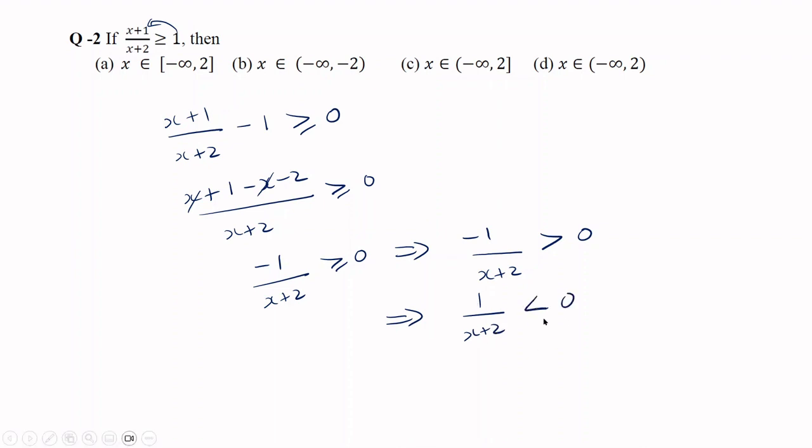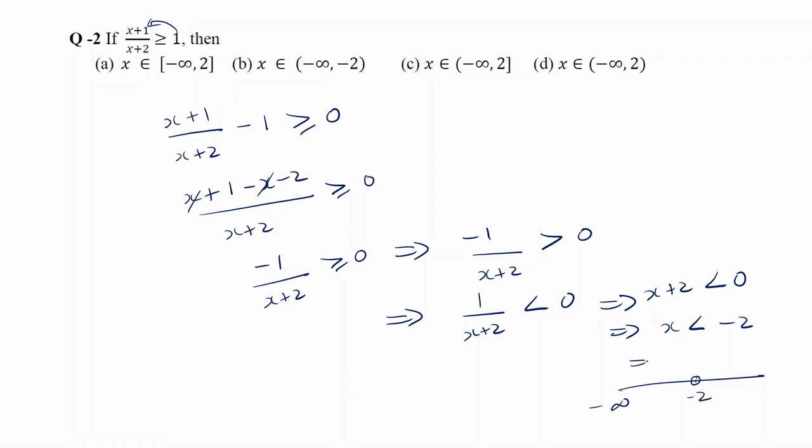Now for 1 by (x plus 2) to be less than 0, x plus 2 should be less than 0, because 1 is positive. Only when the denominator is negative, this whole thing will be negative. x plus 2 less than 0 implies x is less than minus 2. On the number line, it consists of all those points which are less than minus 2 but not including minus 2. This point is not included. As a result, we have x belongs to the open interval minus infinity comma minus 2. So the correct option is option B, open interval minus infinity comma minus 2.